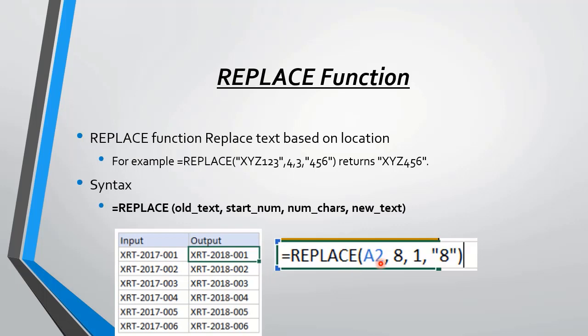Why did I put this number 1? Number of characters. Excel wants to know how many characters you want to convert or replace. So I put 1, because I replace only 1. And I put number 8 in double quotation marks because I want to replace number 7 with number 8, based on location number 8, right? Don't forget to put double quotation marks. So the result will look like this. And when you click on the fill handle and drag down, the result will automatically appear for you, ending with 001, 002 until 006, right?